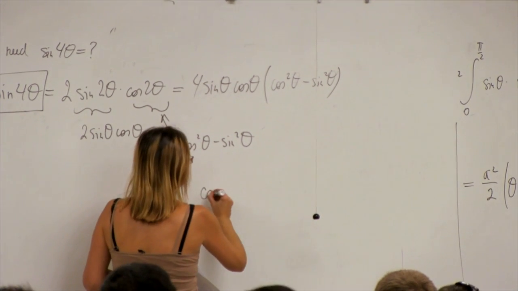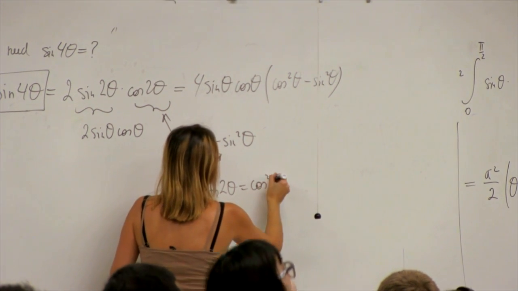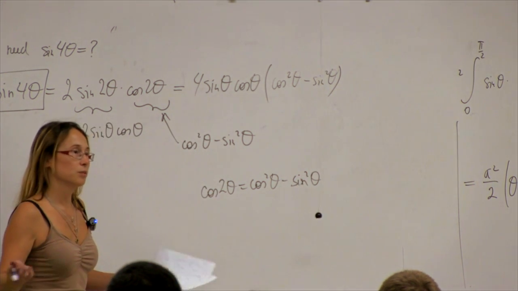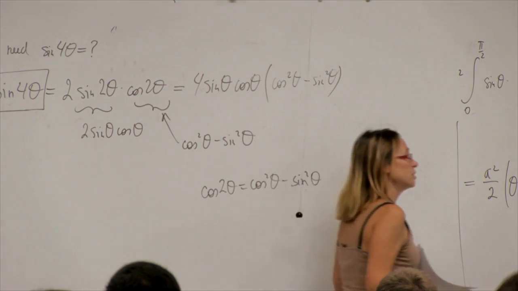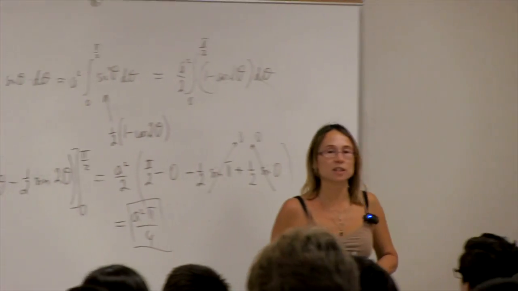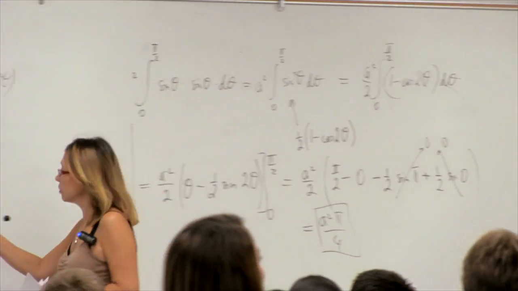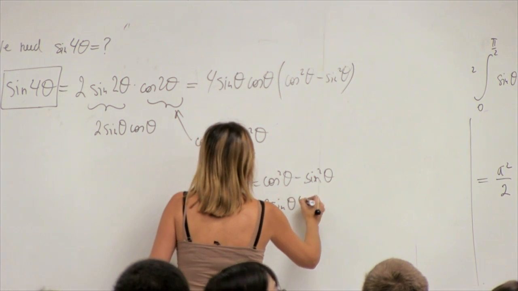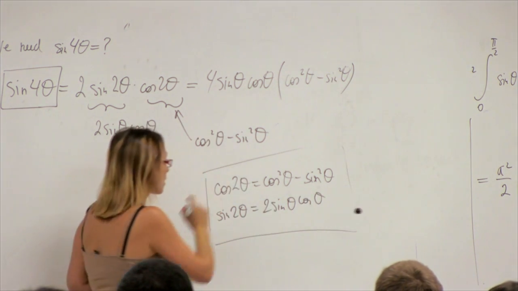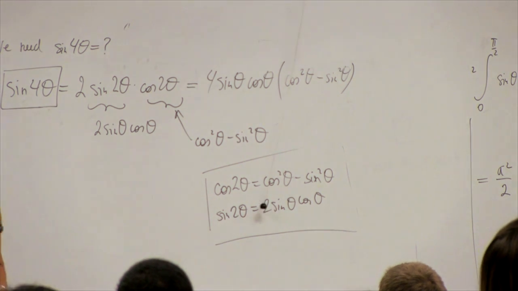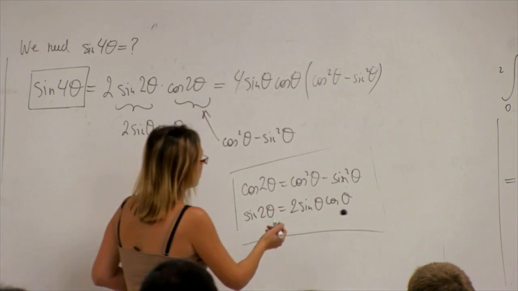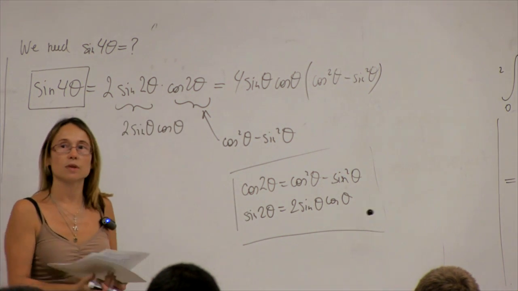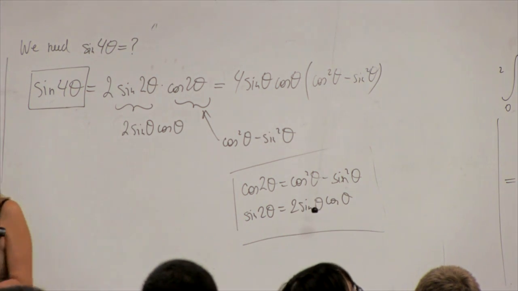So this is an identity. Cosine 2 theta is cos squared theta minus sine squared theta. This is something I remember, and it's better if you remember this too. So there are 2 of these, only 2. Sine 2 theta is 2 sine theta cos theta. So there are 2 identities that come up all the time. I suggest that you memorize them if you don't know them. So here I actually had to use both. Okay, so the next example.